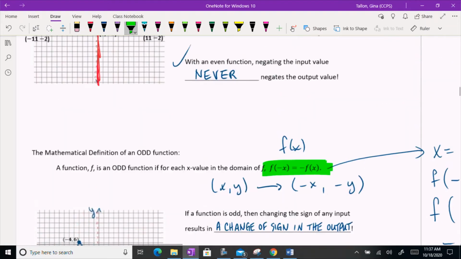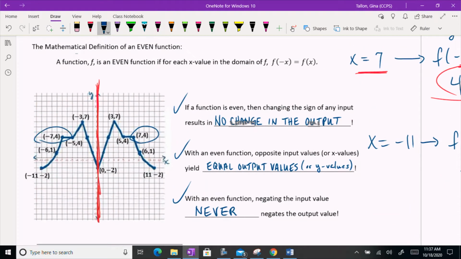Okay, I'm going to come back up here into the even idea here, and the even function definition says a function f is even if for each x value in the domain of f, f of negative x equals f of x.